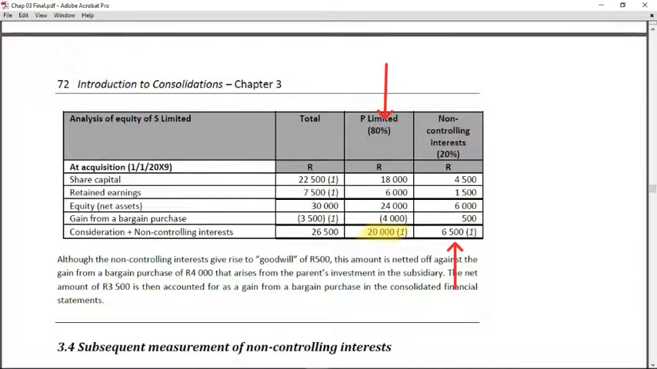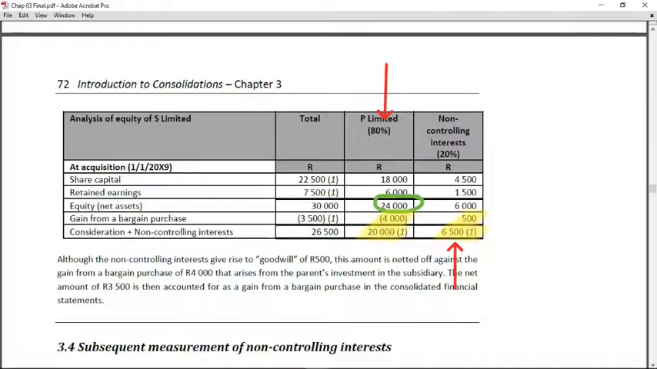So let's see what happened here. The parent was willing to pay 20,000 Rand for his 24,000 Rand 80% interest. That led to a gain from bargain purchase of 4,000 Rand. The parent measured NCI at 6,500 Rand, and if you compare that to their proportionate 20% share of the net assets of S, it gives you goodwill of 5,000 Rand.